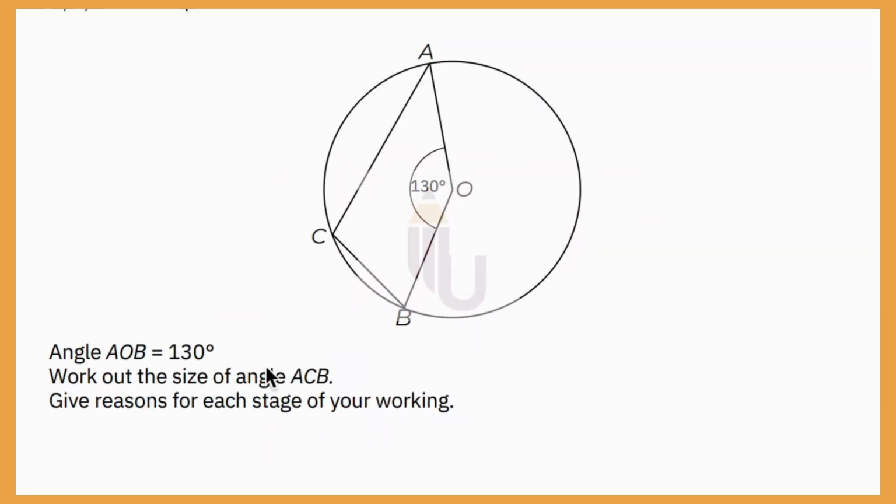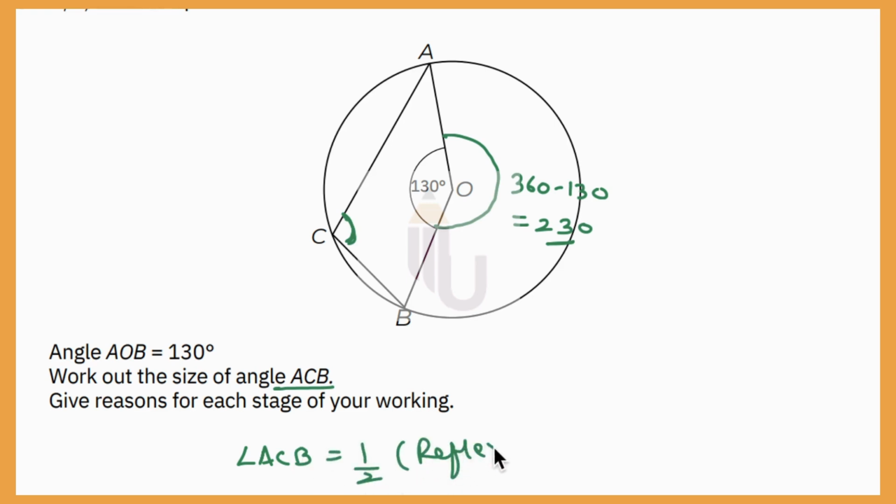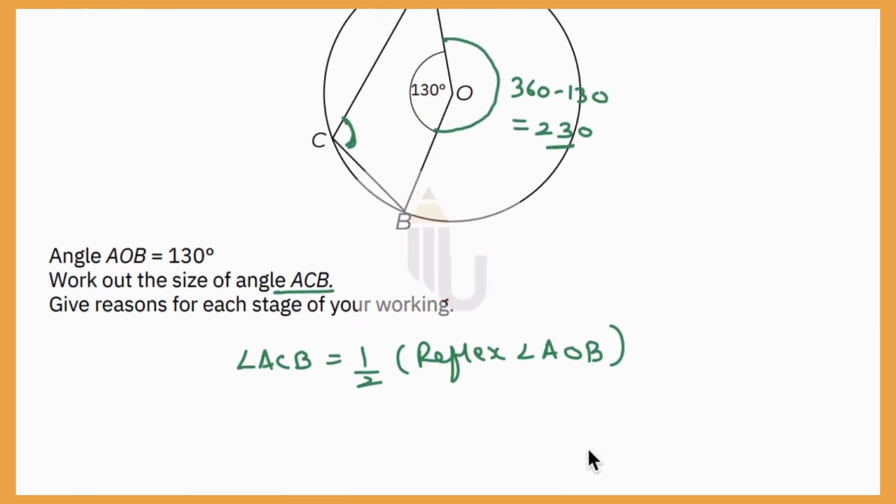Next, here we have to find the size of angle ACB. Means this. So first we will get the reflex angle. Reflex angle means 360 minus 130, and that will give me 230. And then this angle ACB will be half of reflex angle AOB. Okay, it will be treated as AOB only, but reflex means the other way out. So that will be 115, and the reason will be angle at the center is twice the angle at any other part.